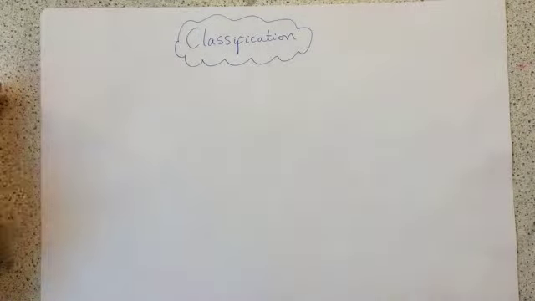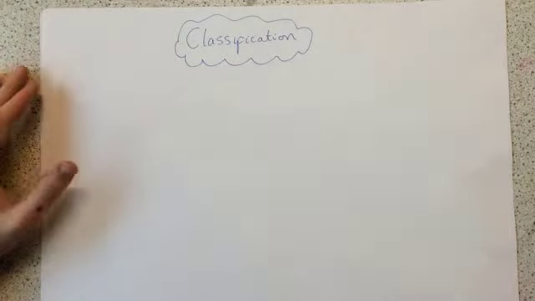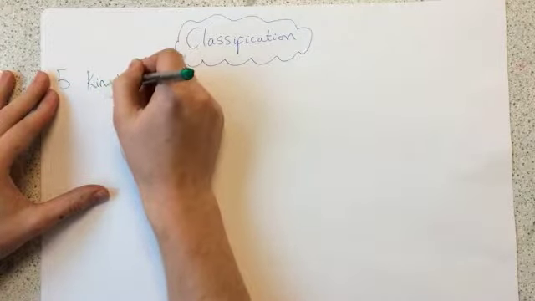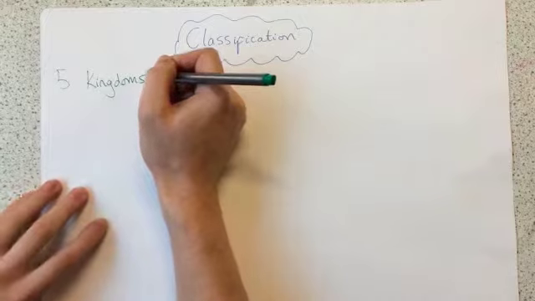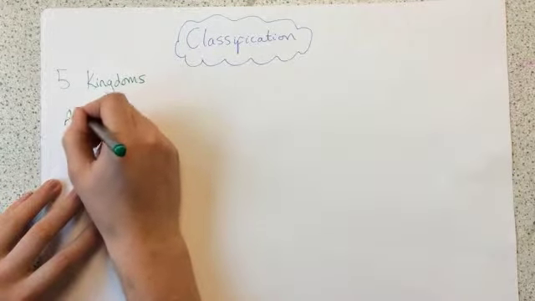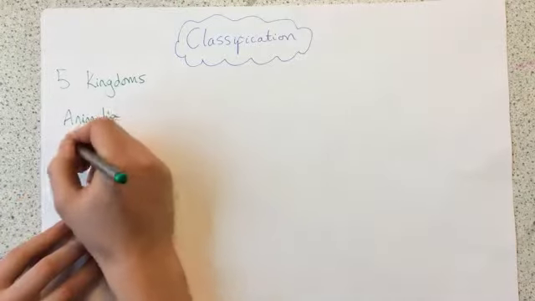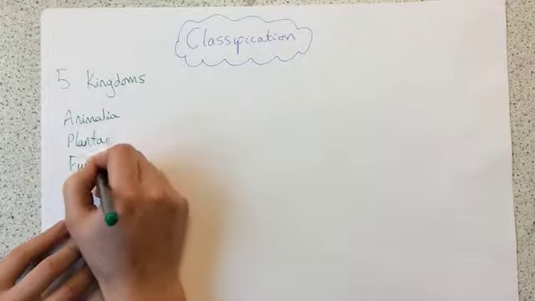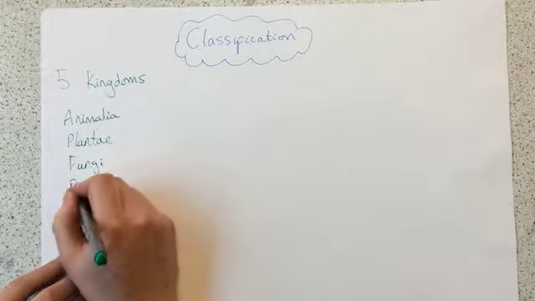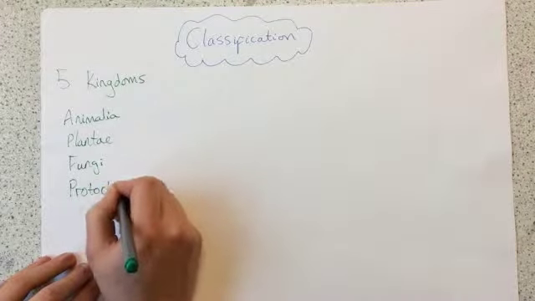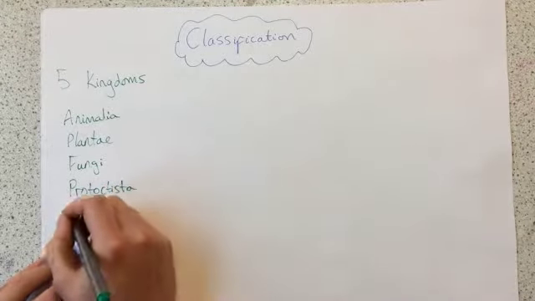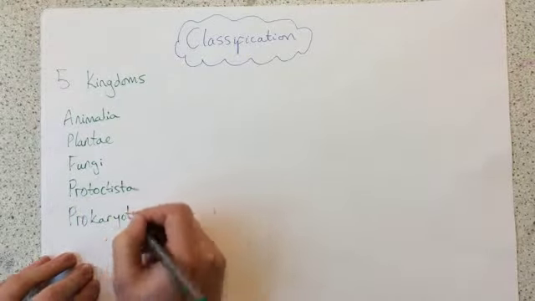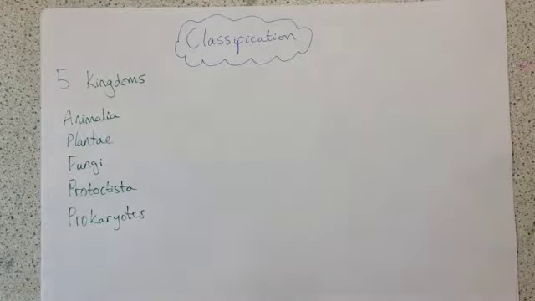Here we're going to talk about classification, the very start of B1. First thing to know is that there are 5 kingdoms. You need to know what these 5 kingdoms are. The first one, Animalia, Plantae, Fungi, Protocista, and the last one, Prokaryotes. Now, you need to be able to say the difference between them.